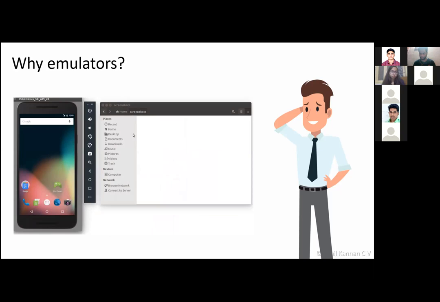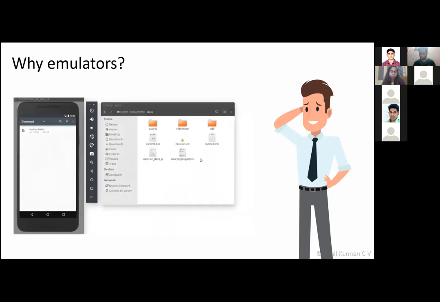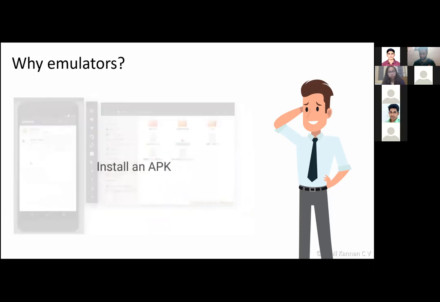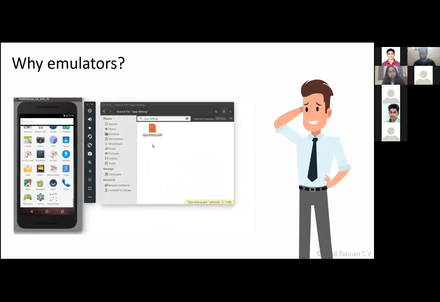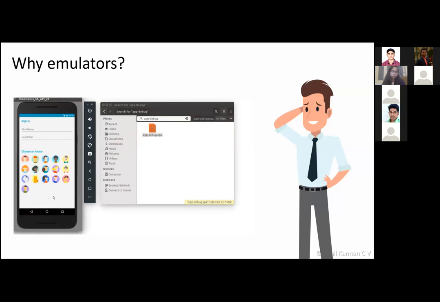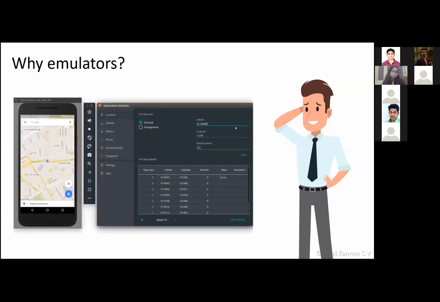Like taking screenshots of your application, this may be helpful when you push your application to the Google Play Store, where you need some screenshots. At that time, you can use the screenshot options. And if you need to test your application, you can simply drag your APK file into your emulator, install it, and check it, right? So this is a very simple and easy method.